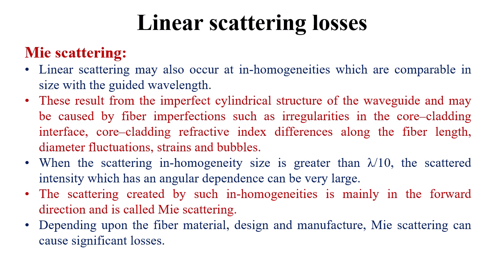When the scattering inhomogeneity size is greater than lambda by 10, where lambda is the wavelength, the scattered intensity, which has an angular dependence, can be very large. The scattering created by such inhomogeneities is mainly in the forward direction and is called Mie scattering. Depending upon the fiber material, design, and manufacture, Mie scattering can cause significant losses. Though this Mie scattering is not the dominant one, Rayleigh scattering is the dominant kind of scattering loss.